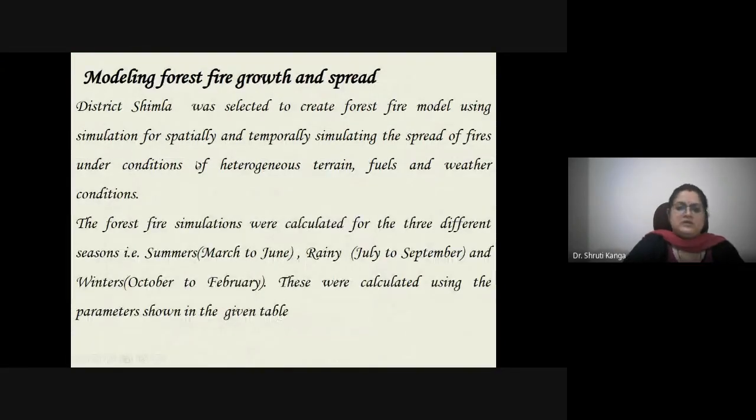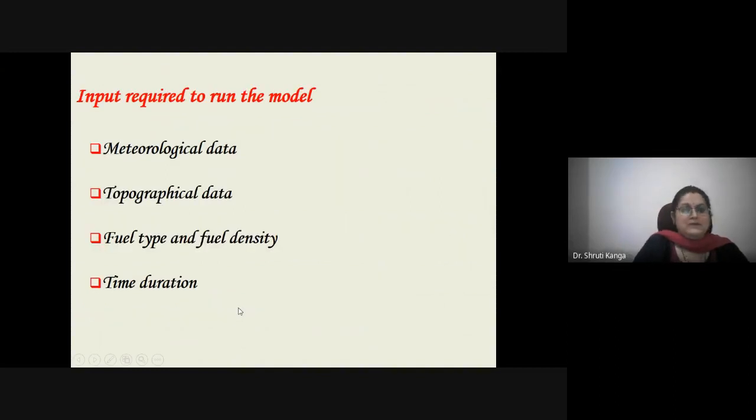For Shimla district, we have done the forest fire simulation, spatially and temporally, for calculating the spread of fires under different conditions of terrain, fuel, and weather. The forest fire simulations were calculated for different seasons: summer, rainy, and winter. There are prominently three different seasons in the area, so we performed this simulation for three seasons: summers from March to June, rainy season from July to September, and winters from October to February. These were calculated using the parameters shown, such as the meteorological data.